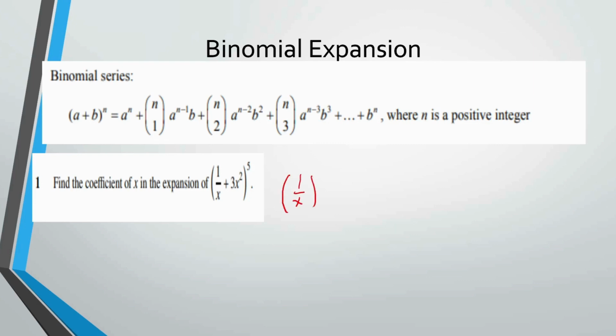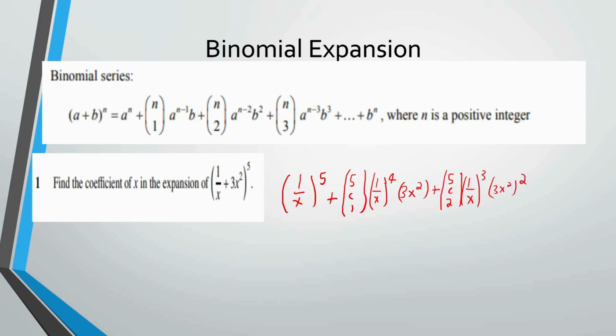1 over x plus 3x square to the power of n has 5C1, 1 over x, and minus 1 means 5 minus 1, which means this will be 4 now, and now it will start for b, 3x square. Now 5C2, 1 over x to the power of 3, and 3x square, squared.